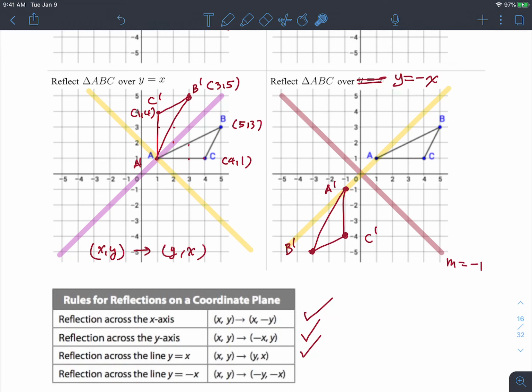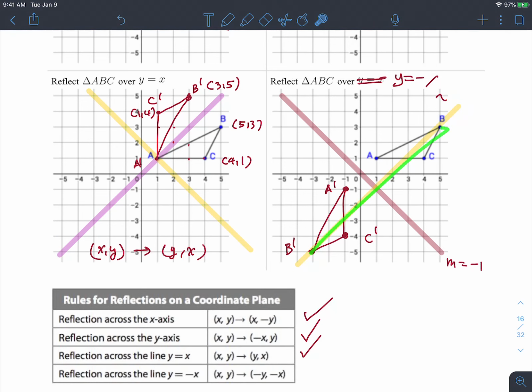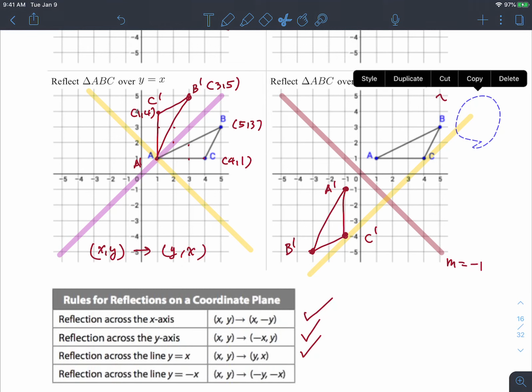You do the same thing over here. How about BB prime? Yep. This appears to be perpendicular here, and that distance appears to be the same. And for you using a pencil and paper, you use a ruler, right? That would really help you guys. Okay. All right, guys. We have one more.